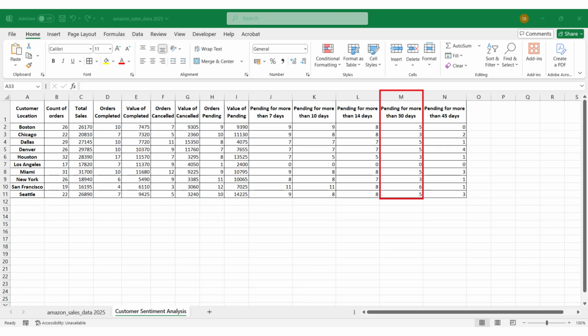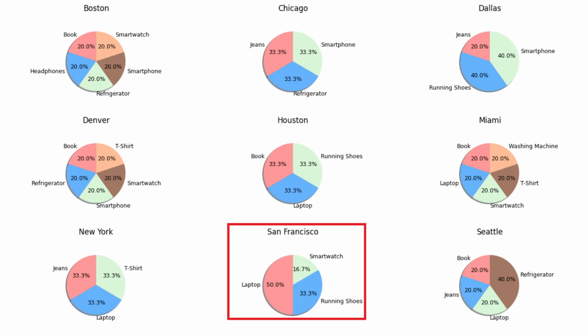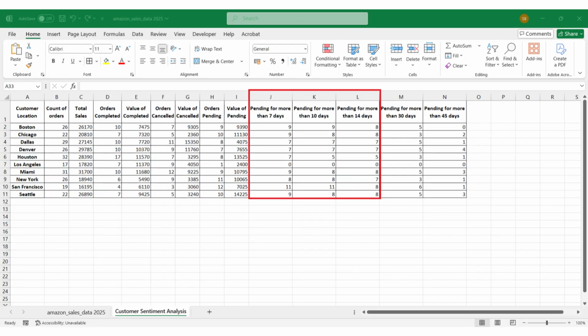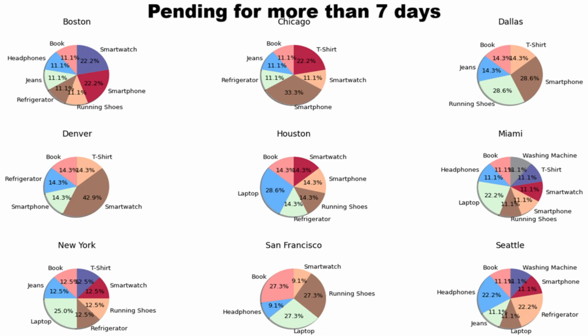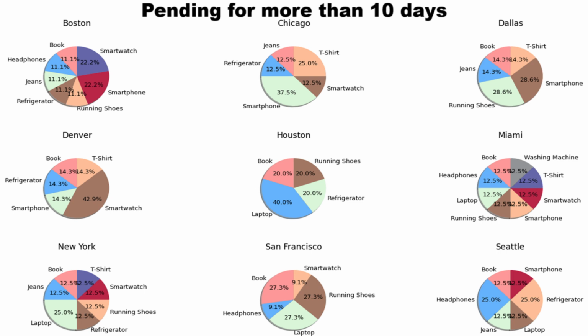Beyond that, 24 orders are pending for over 30 days. In San Francisco, for example, 3 laptop orders, 1 smartwatch, and 1 pair of running shoes are stuck in the system. And on top of that, another pair of running shoes has been pending for more than 45 days. Now, when we widen our scope to pending orders delayed by 7, 10, or 14 days, we notice a troubling pattern. These delays aren't isolated to specific products or locations.